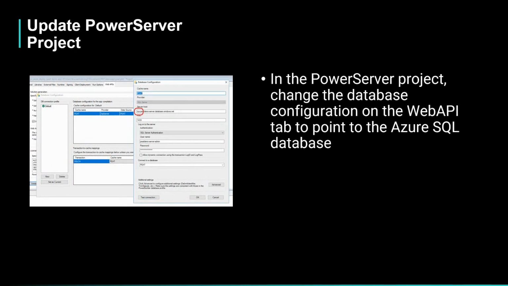Okay, now we're going to look at the PowerServer project. What we've got right now is our app service created, but there's no code in it. And we've got our database in Azure. Now we need to take our PowerServer project and update it to point to where the database is in Azure and what the URL will be for the application in Azure.